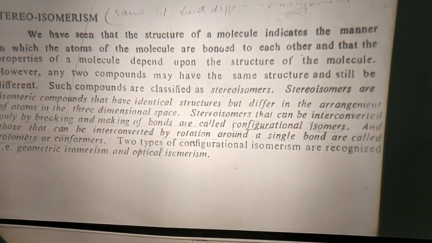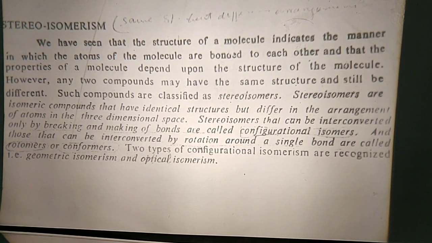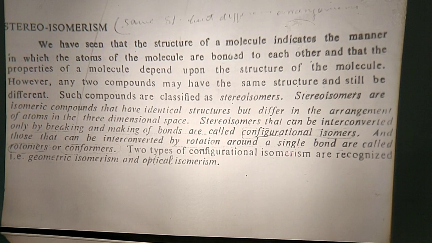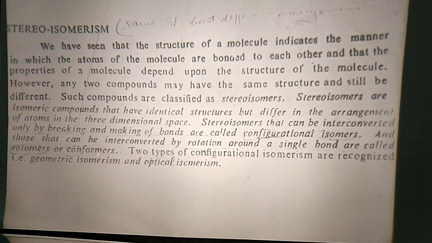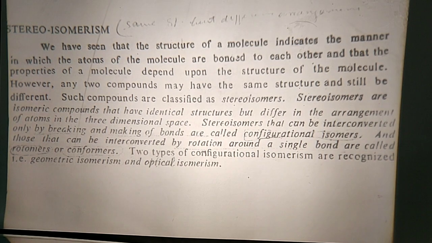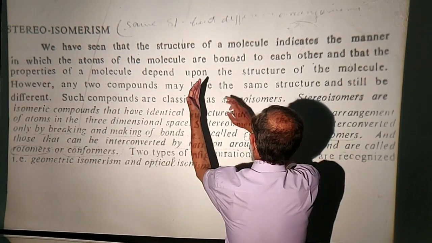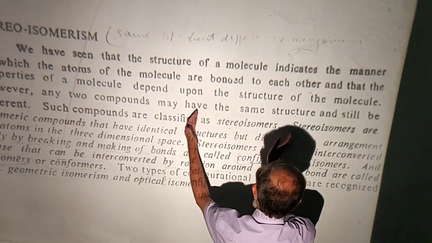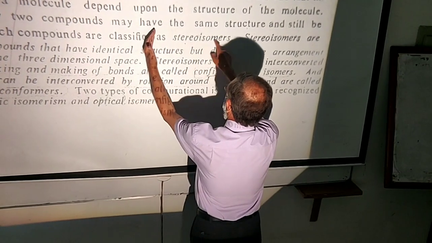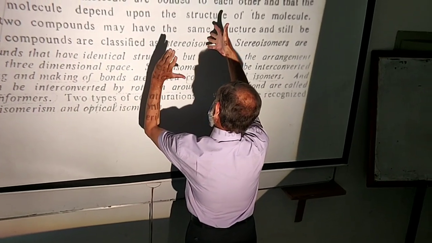And those that can be interconverted by rotation around a single bond are called rotamers or conformers. In this case you can see that this is one carbon, another carbon, to which various ligands are attached, and this is a bond, and it is rotating like this.